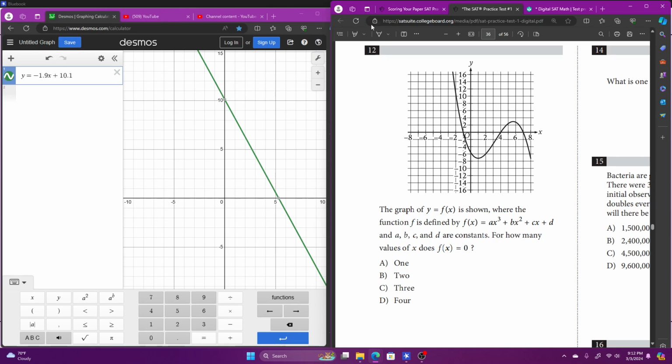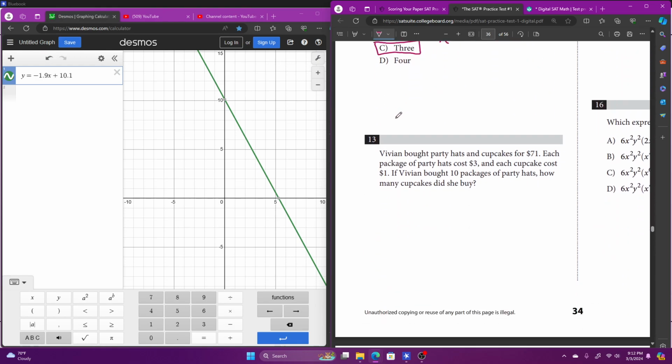That's asking you how many times does y equal 0? Anytime y equals 0, that's your x-intercepts. And how many x-intercepts do we have? 1, 2, 3. Done.